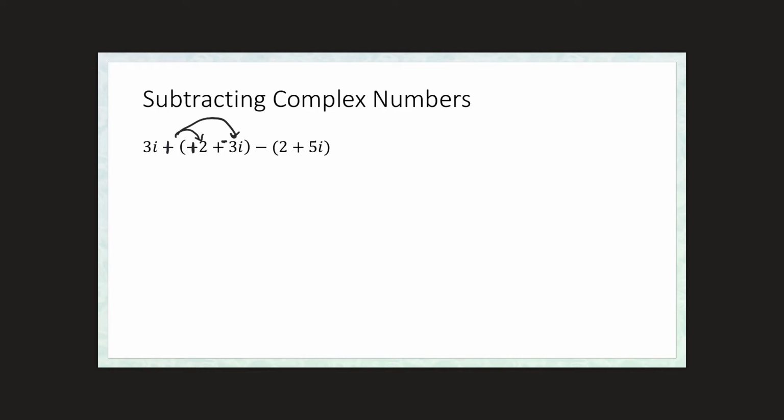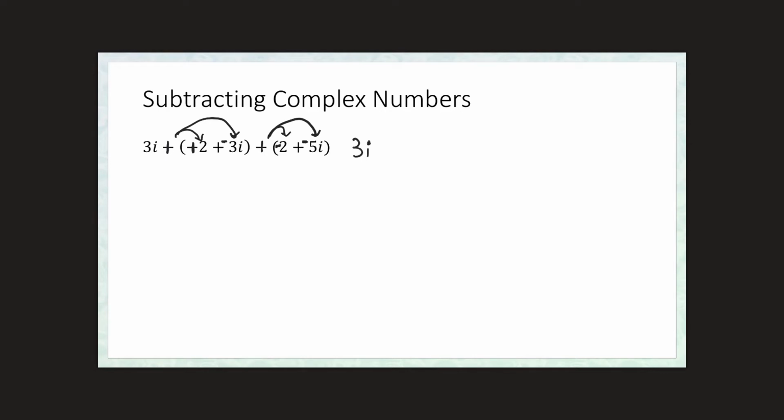And we will do the same thing with the second subtraction symbol. I will change it into a plus, and it will make this 2 negative, and it will make this 5i negative as well. And now we can rewrite this problem without parentheses. We're not worried about maintaining standard form because there's already a term in here that is not written in standard form, and that is the 3i at the beginning. So I'm going to rewrite these without the parentheses and with the correct signs now.